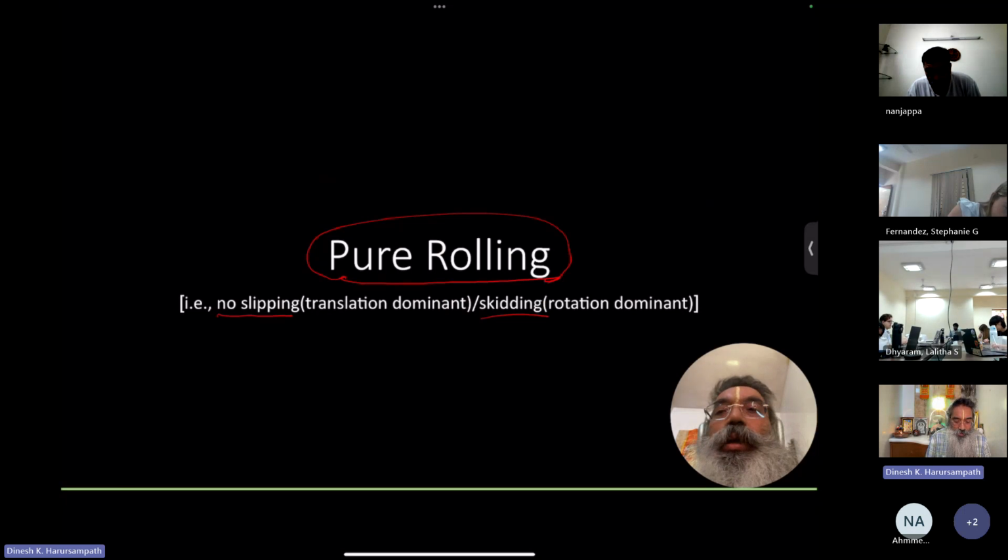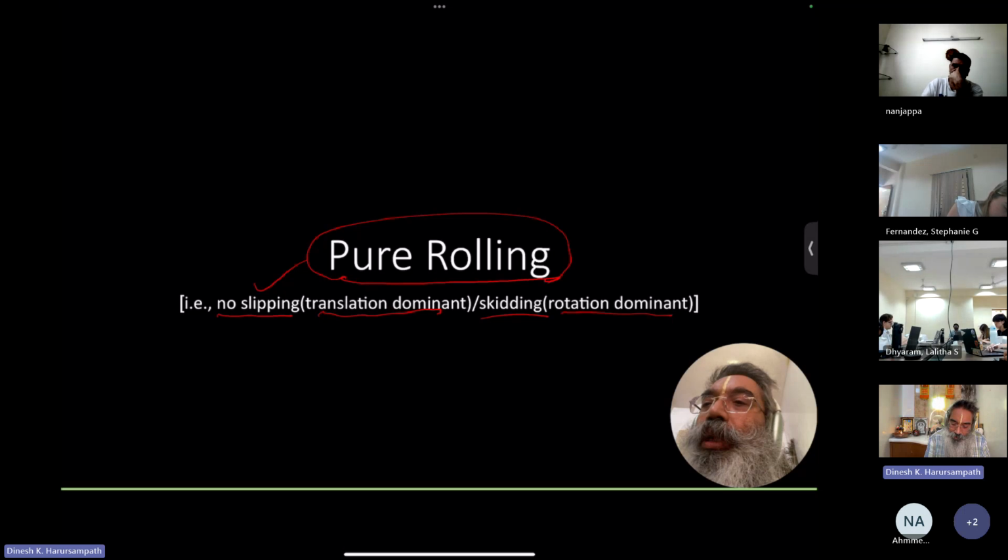But once there is an imbalance where translation is dominant and rotation is either lesser or hardly contributing, then we call that slipping. And on the other hand, the other way, namely the rotation is dominant and the translation is not contributing much, then we call that skidding. Okay. So when either of these are not happening, then you essentially have pure rolling where you have a balance between the two. Yet, we're still talking in qualitative terms, but from the next slide onwards, we will introduce some math along with the schematics in order to understand this better.